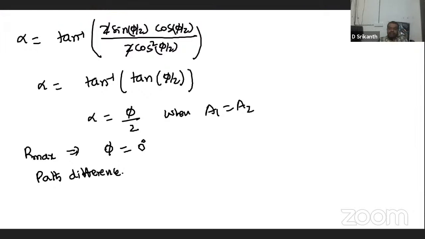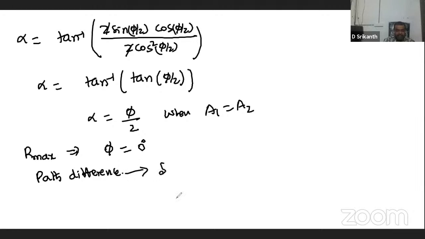The path difference between these two persons is the difference in the distance traveled. Suppose from Hyderabad to Goa and Goa to Bombay, let us consider it is 800 kilometers. And from Hyderabad to Bangalore and Bangalore to Bombay, it is 700 kilometers. So the path difference will be 100 kilometers. Okay, so that is the path difference.